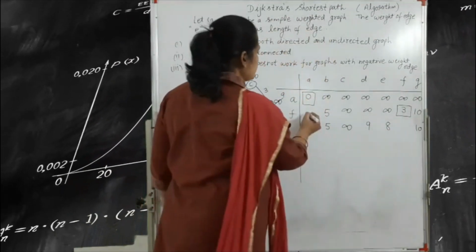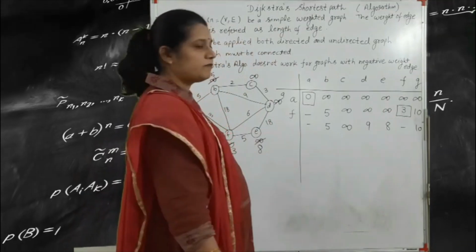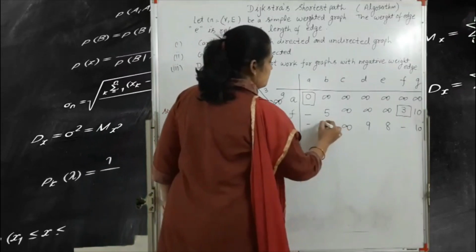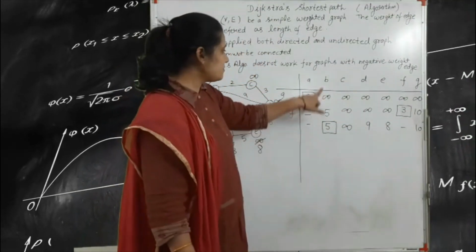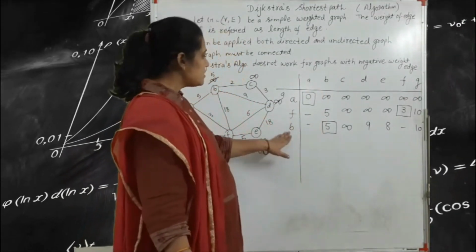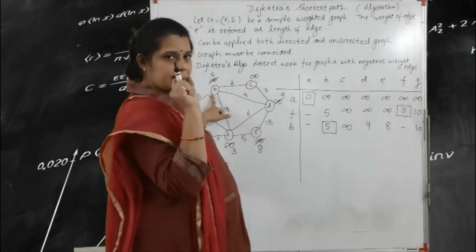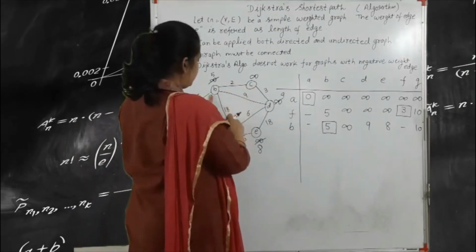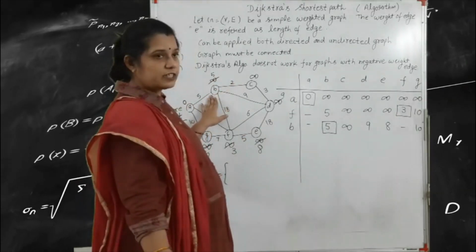Okay, next one is, again you write here the minimum value. So what is the minimum value? The minimum value is 5. So we consider here the 5. Got it? So 5 is according to vertex B. So we write here B. Got it? So again B is connected with A, C, D and F. Okay. So here 4 edges are connected with the vertex B.